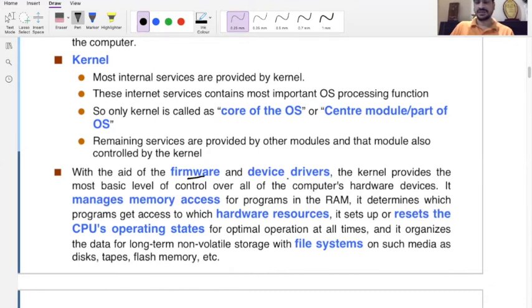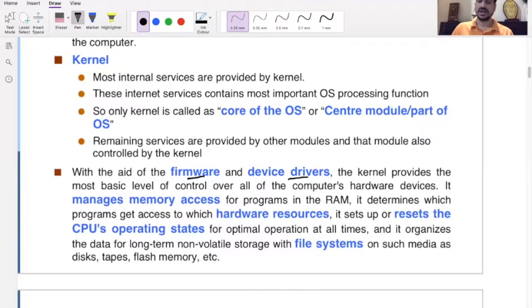Device drivers, we know what a device driver is. Device drivers are the software which help to access the hardware, and they have all the functionality related to the hardware. So a device driver is also specific to the hardware. So with the aid of firmware and device drivers, the kernel provides the most basic level of control over all the computer hardware, right? All the computer hardware.